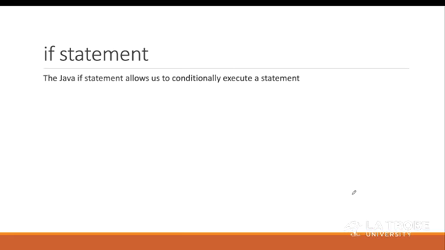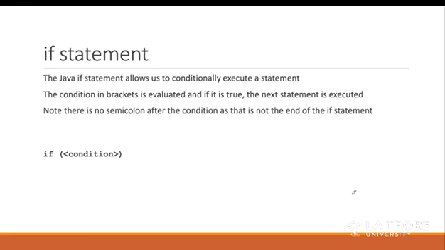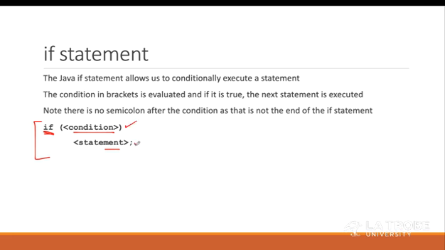Next is the if statement. The Java if statement allows us to conditionally execute a statement. If the condition in the brackets is satisfied, or if it's true, then the next statement is executed. So here we have an if condition, and this is the condition that needs to be satisfied. If this condition is satisfied, then this statement will get executed. You should note that there is no semicolon after the if condition, because that's not the end of the statement. These two are together. If this condition is satisfied, then you need to execute this statement, and that's why there is no semicolon after the if.